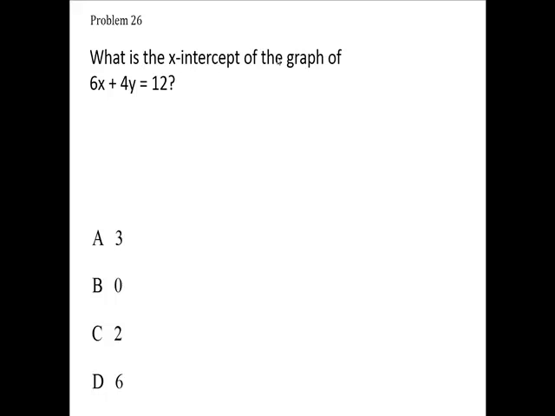What is the x-intercept of the graph of 6x plus 4y equals 12? And we have four choices here. Okay, let's just figure this one out. If x is 0, what is the value of y?